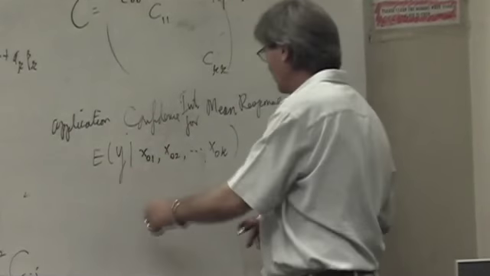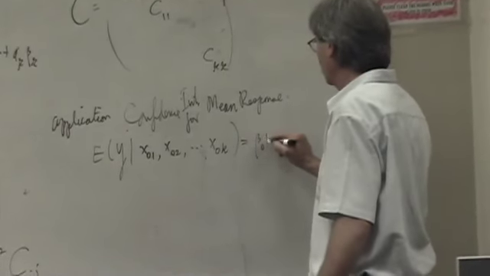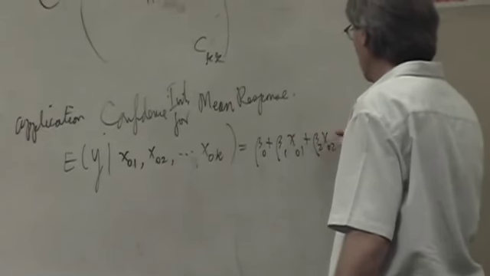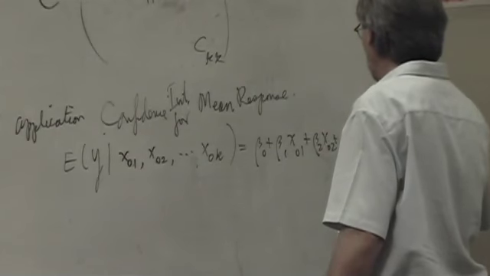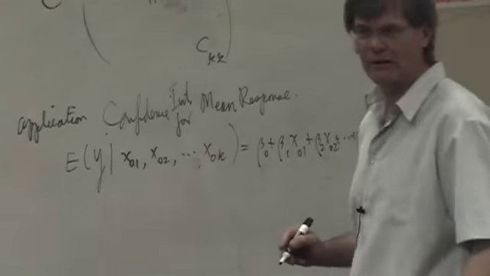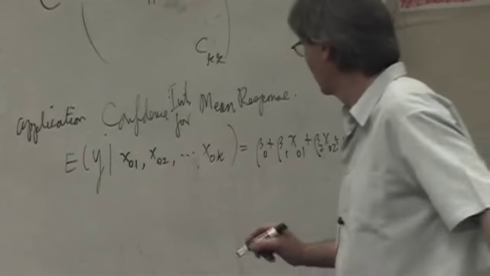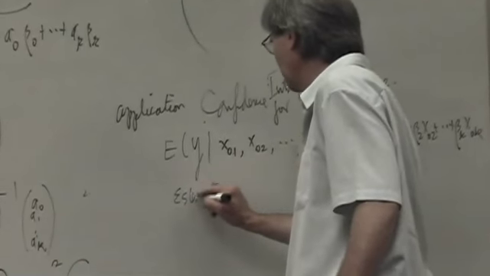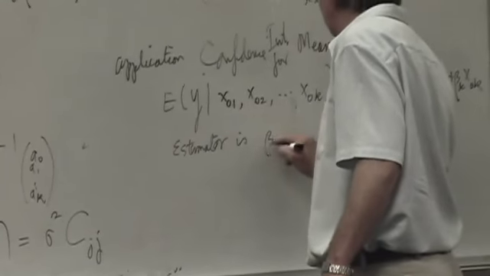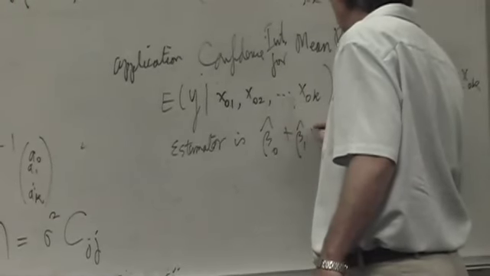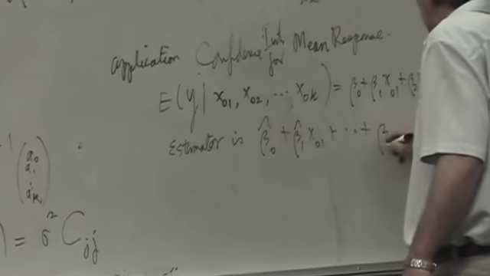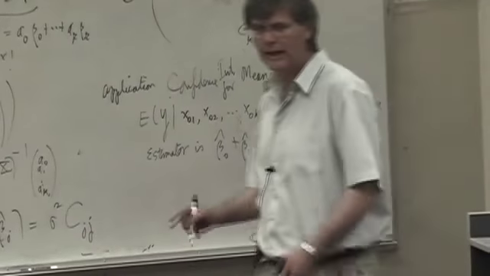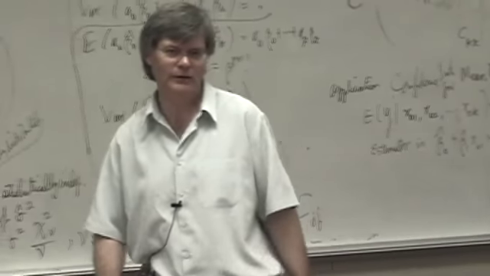Which is beta 0 plus beta 1 x01 plus beta 2 x02 plus and so on plus beta k x0k. So that's the mean response with the betas in there. I estimate that with the beta hats. So then the unbiased estimator is beta 0 hat plus beta 1 hat x01 plus and so on plus beta k hat x0k. So now you have the situation where the A's are given by 1, x01, x02 up to x0k.